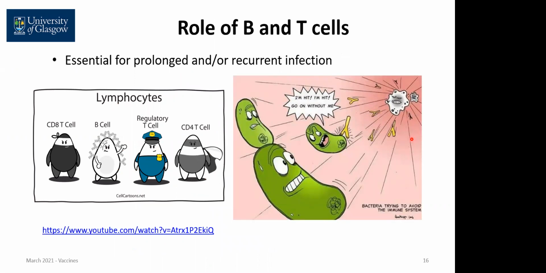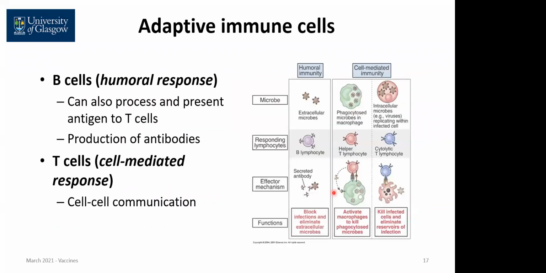And the cells that are important in driving this immunological memory are B cells and T cells. So these are essential for either prolonged or recurrent infections, and specifically in the case of vaccines, are essential for providing you with this immunological memory in case that microbe infects you at a later date. Your B cells are essentially part of your humoral response. T cells are essentially part of your cell-mediated response.